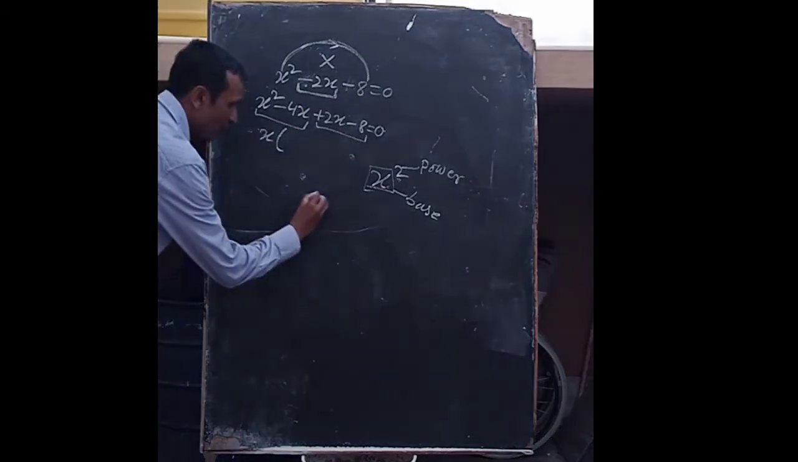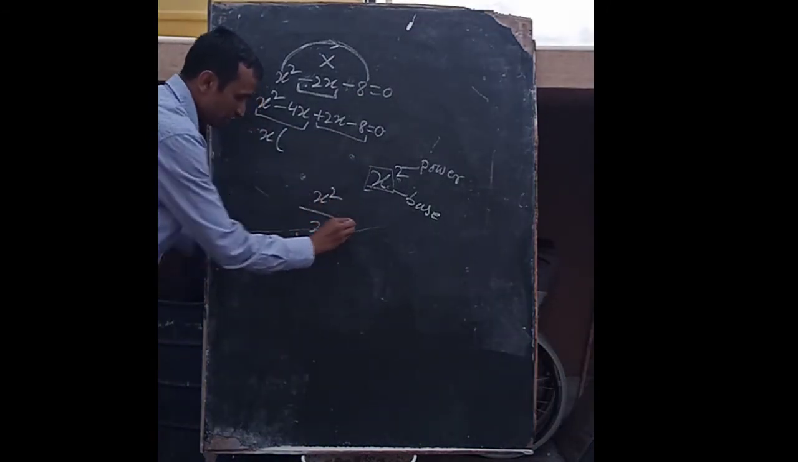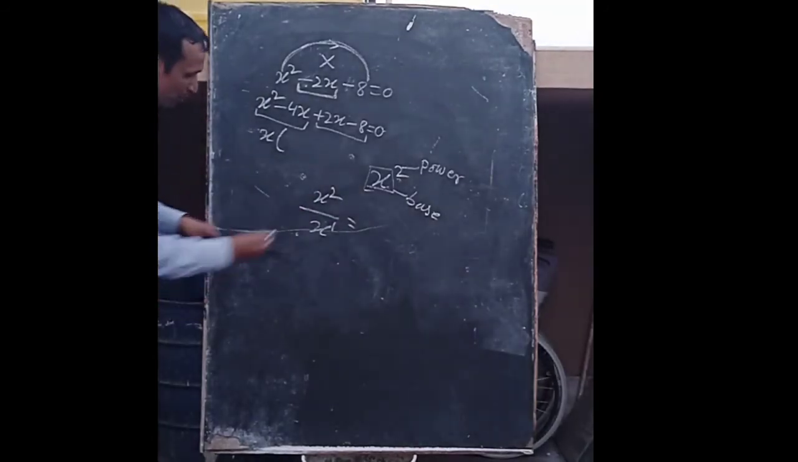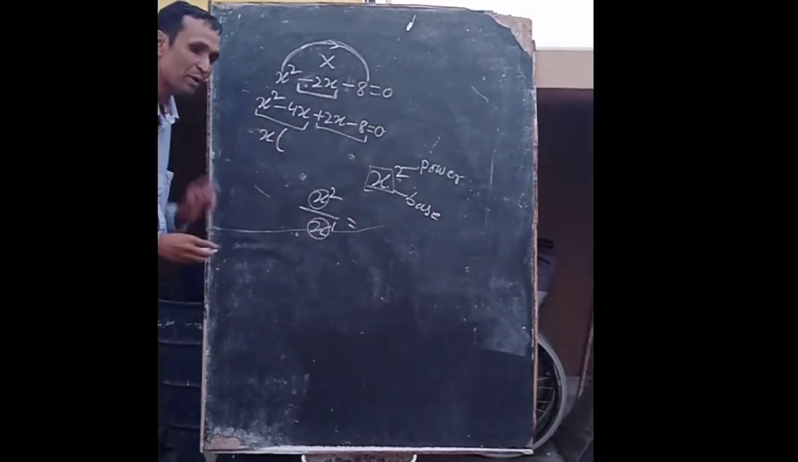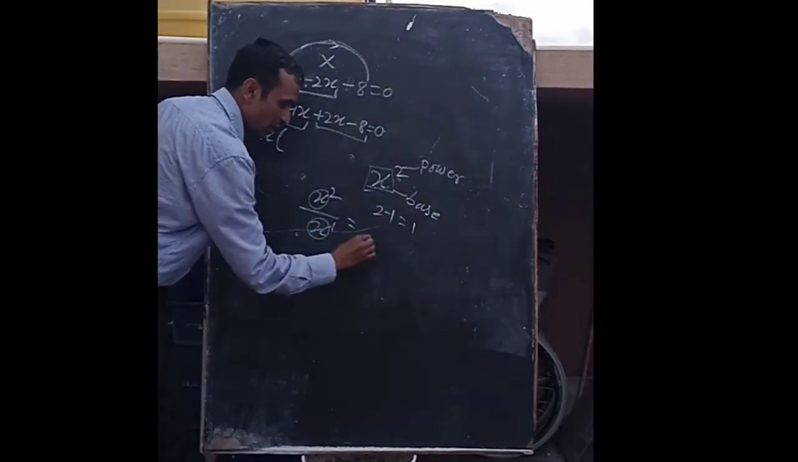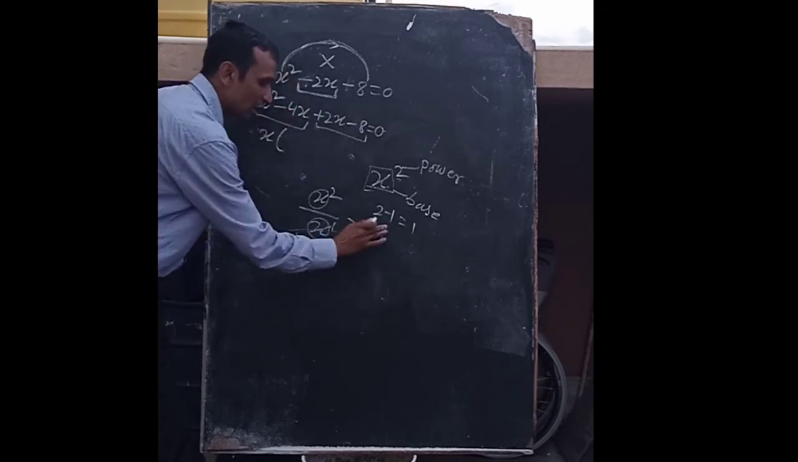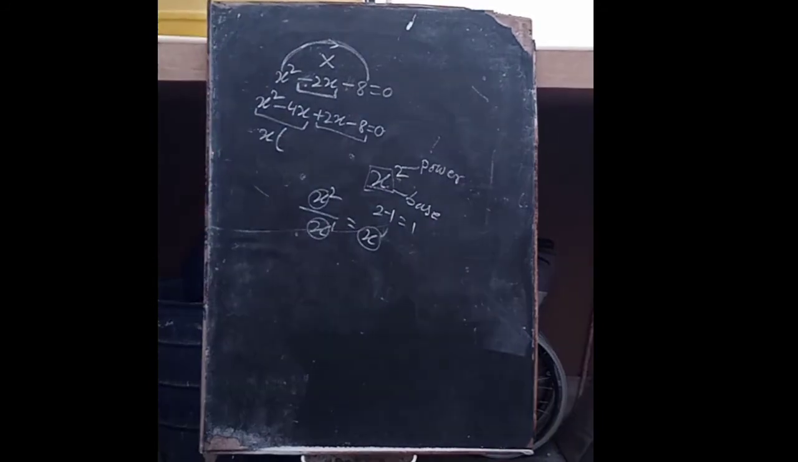See here. X square divided by x. X means nothing, it means 1. Base are same. Then in division, what will happen? Power are subtracted. 2 minus 1. So 2 minus 1 is what? 1. And x to the power 1, 1 we are not writing. Okay, so what is the answer will come? X.